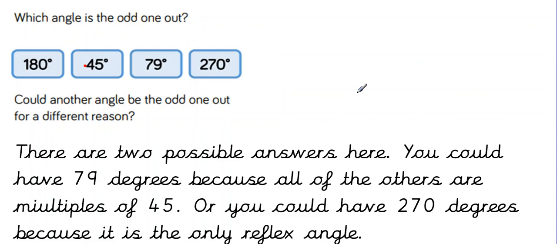And then your other one could be that 270 degrees was the odd one out because it is the only reflex angle there. Okay, so you've got 2 acute angles, a half turn of a straight line, and then a reflex angle. Well done if you got those 2 correct. Well done if you only got one of them as well, because that was rather tricky.